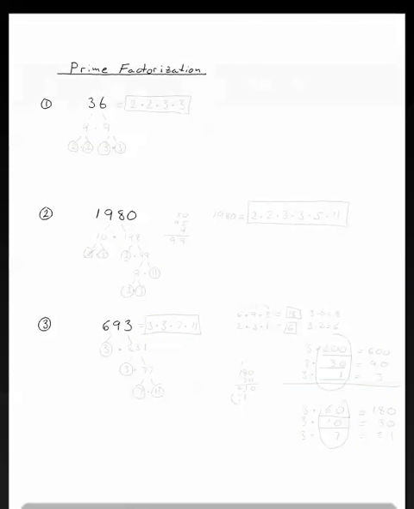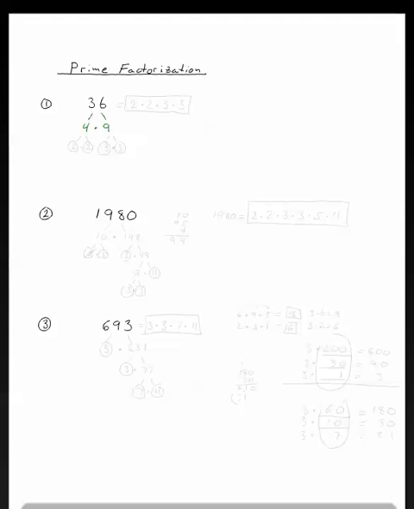Prime factorization. When we're talking about finding the prime factorization of a number, what we're really talking about is breaking it down using multiplication until we can't break it down any further. So when I see 36, I say to myself, what times what is 36? You can use any numbers you want so long as they multiply to be 36. So I'll use 4 times 9 because 4 times 9 is 36.